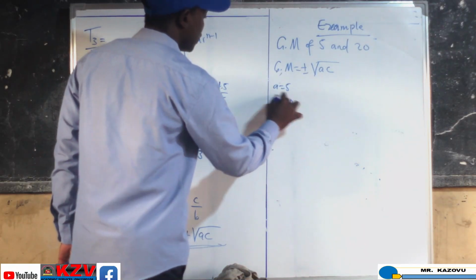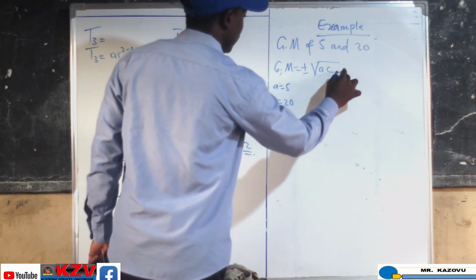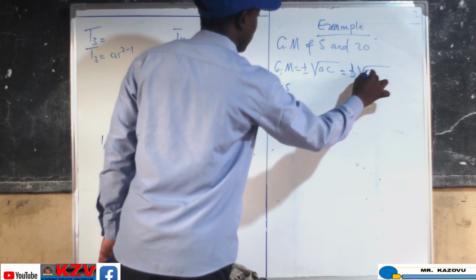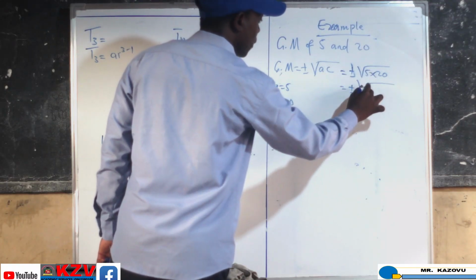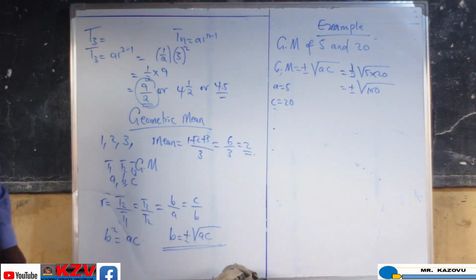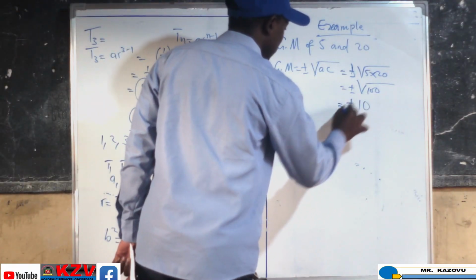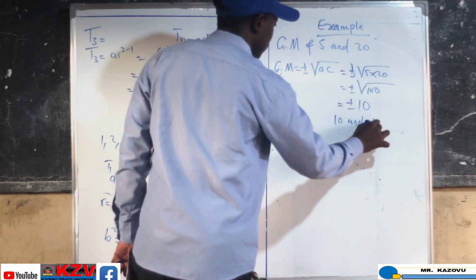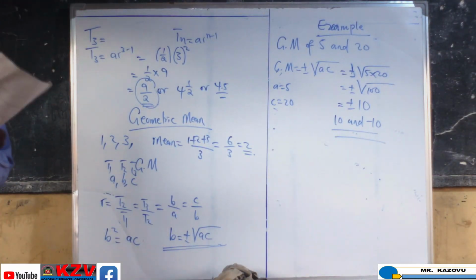What is our C? Our C is 20, isn't it? So the geometric mean in this case will be plus or minus the square root of 5 times 20. What is 5 times 20? It's 100. Now, what is the square root of 100? 10. So we have plus or minus 10. So the geometric mean is 10 and negative 10. Two values. Are we on the same page?